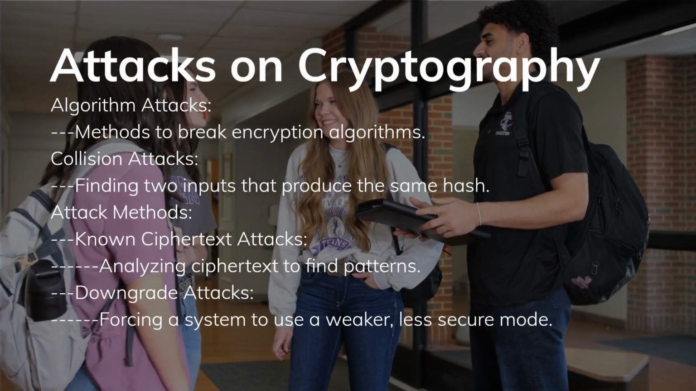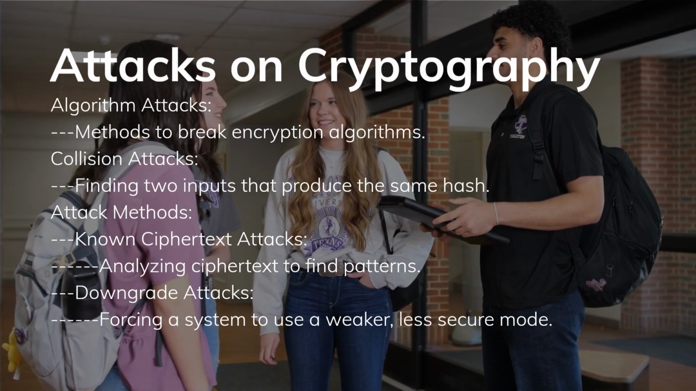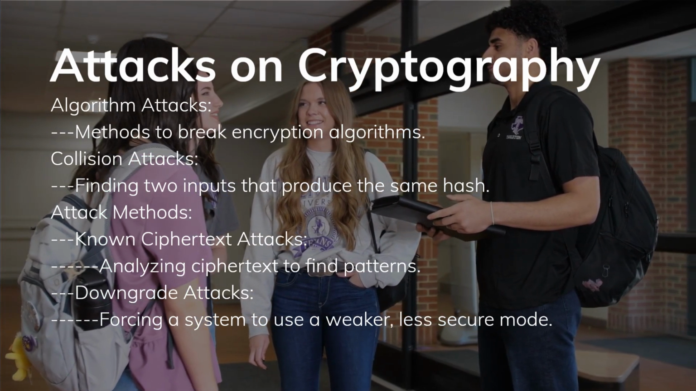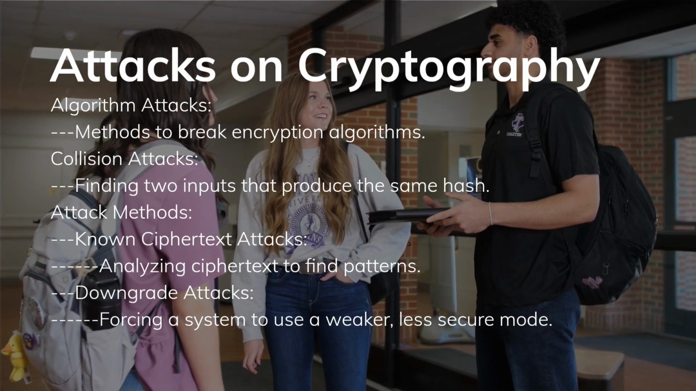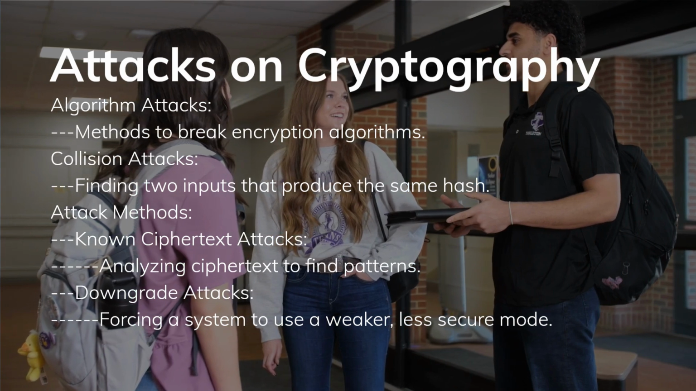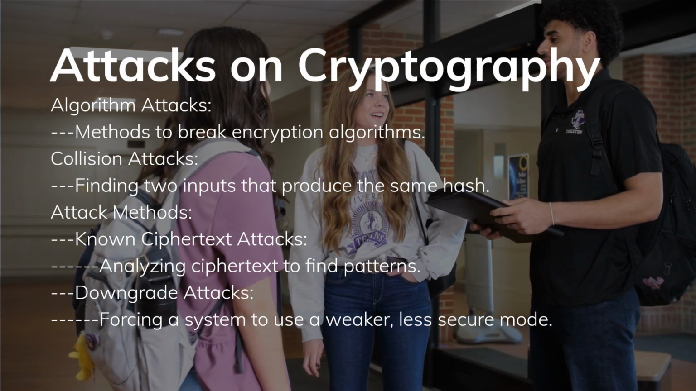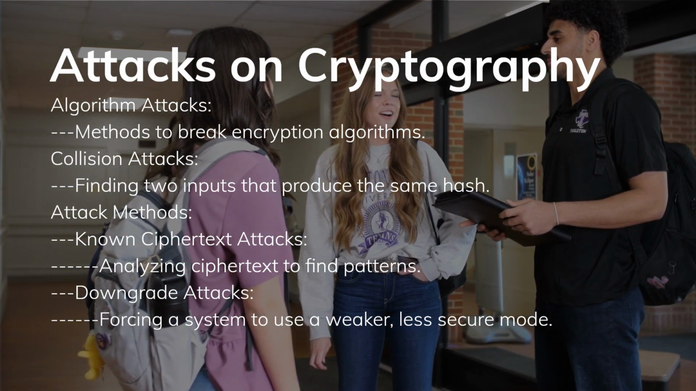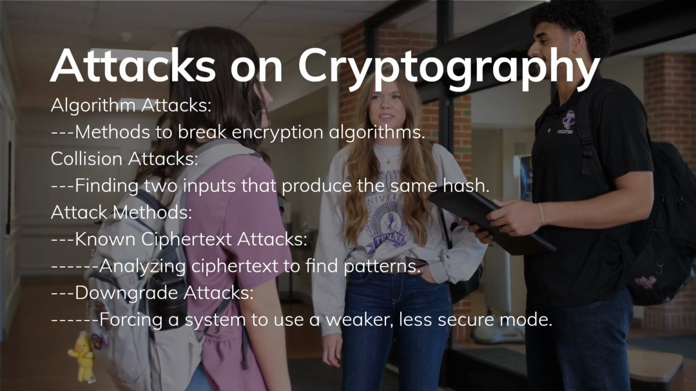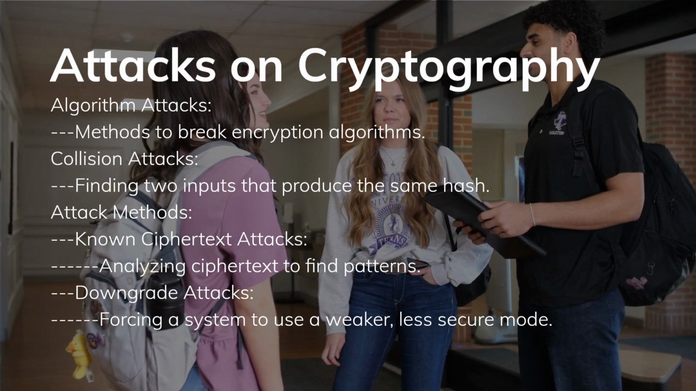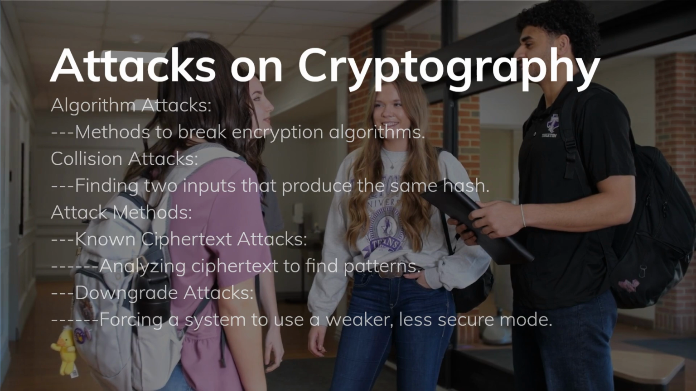Two common cryptography attacks are algorithm attacks and collision attacks. Attackers use various methods to get around strong encryption, such as known ciphertext attacks, where they analyze the encrypted data to find patterns, and downgrade attacks, where they force a system to switch from a secure mode to an older, less secure one. Statistical tools can help attackers find these patterns in the ciphertext, which can then reveal the original data or the encryption key.